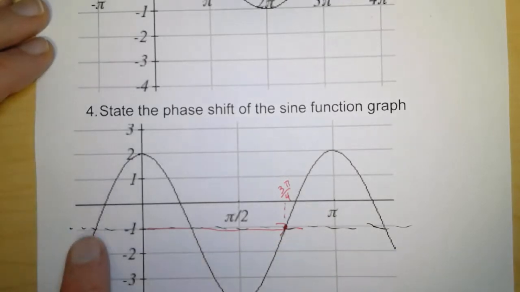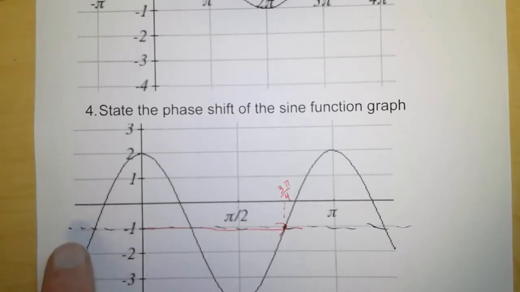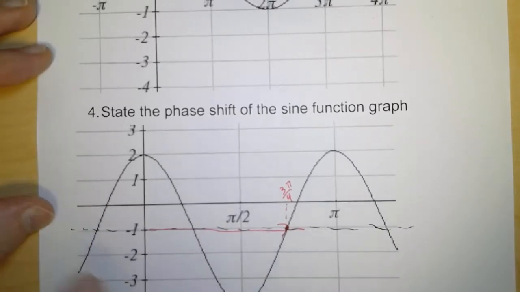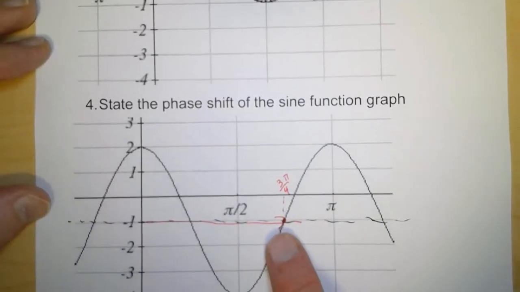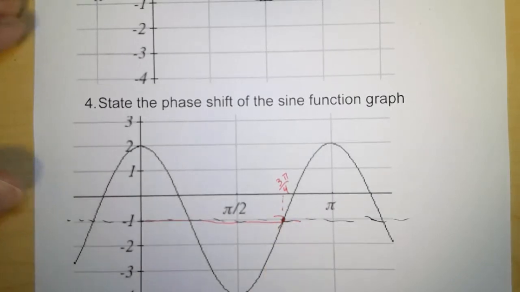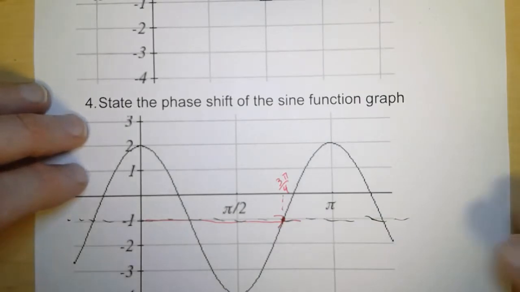Now, I hesitate to figure out what this one is because our graph isn't labeled here. So since we don't have any extra information, we're just going to go with this as being the one phase shift. Are there more? Yeah, there could be, but we're just going to use that one.